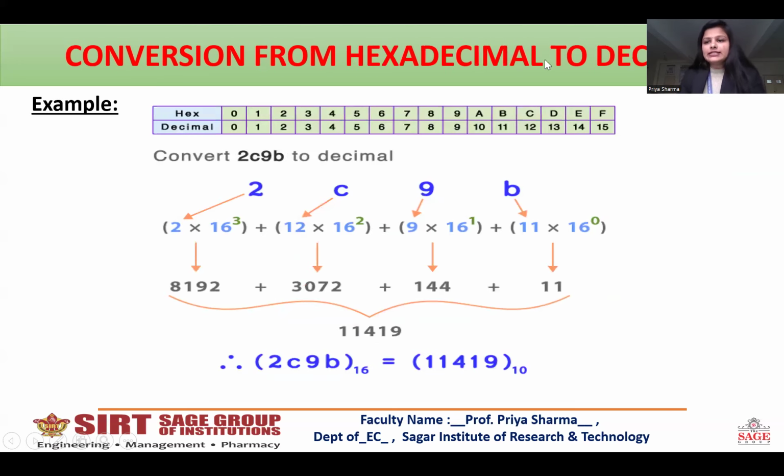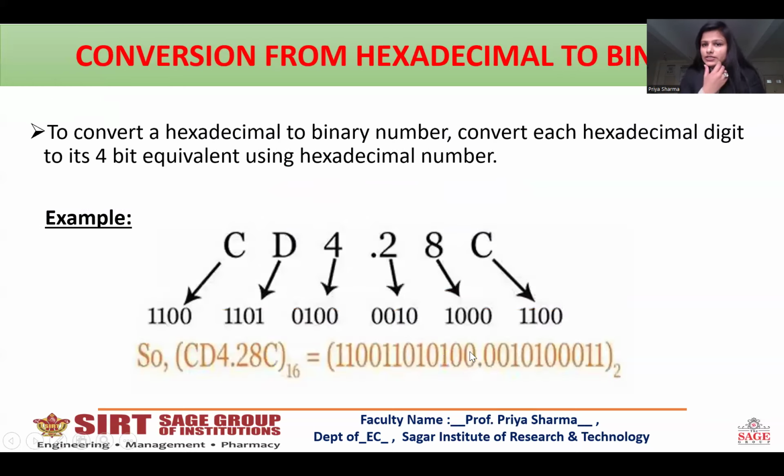Similarly, converting hexadecimal to decimal will follow a successive multiplication of 16's powers, like 2C9B. So B into 16 to the power 0 plus 9 into 16 to the power 1 plus C, means 12, into 16 to the power 2 plus 2 into 16 to the power 3. This is all the equivalent, and after adding all these, we will come up with the decimal equivalent of the hexadecimal number system which was given.